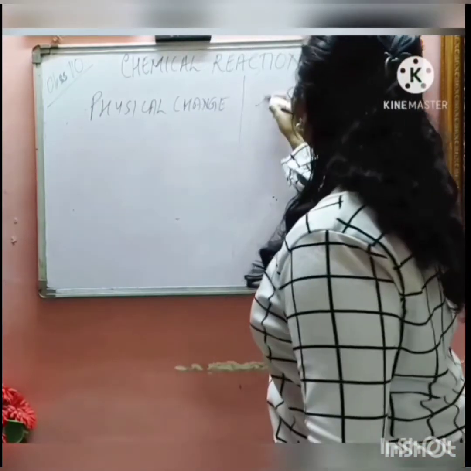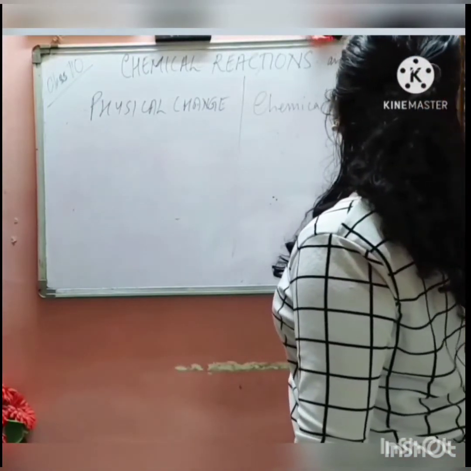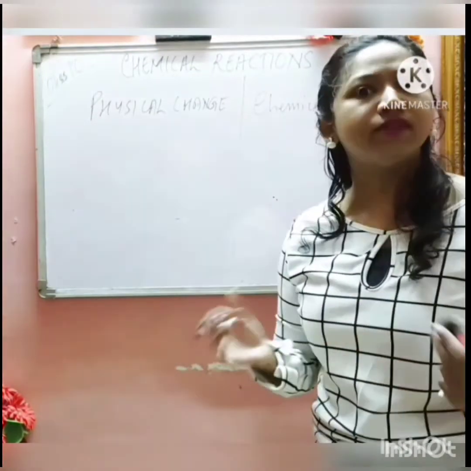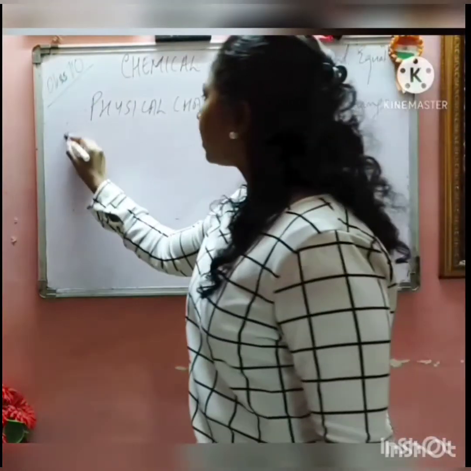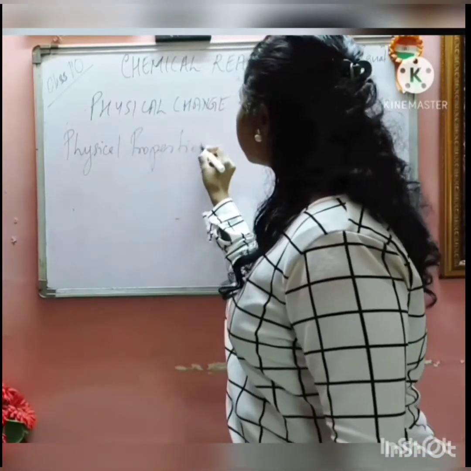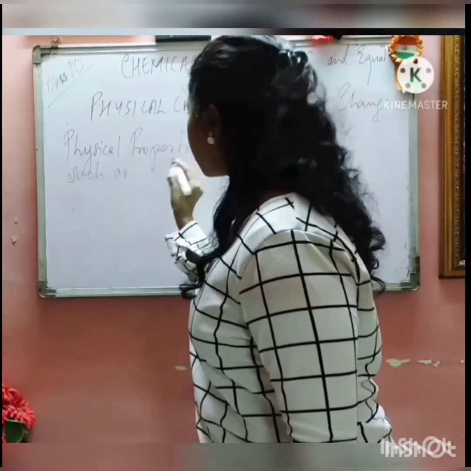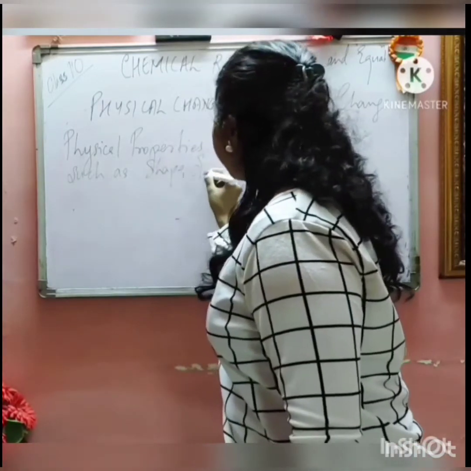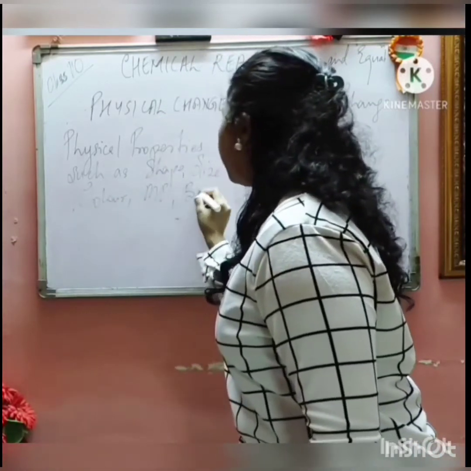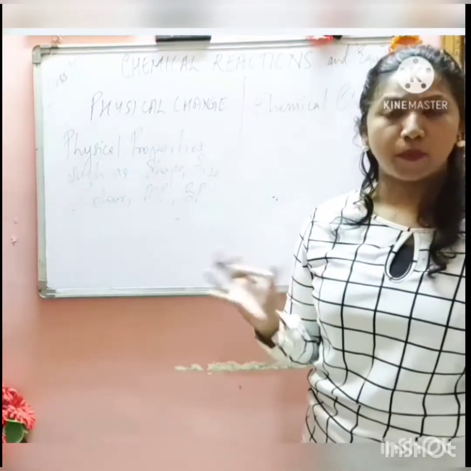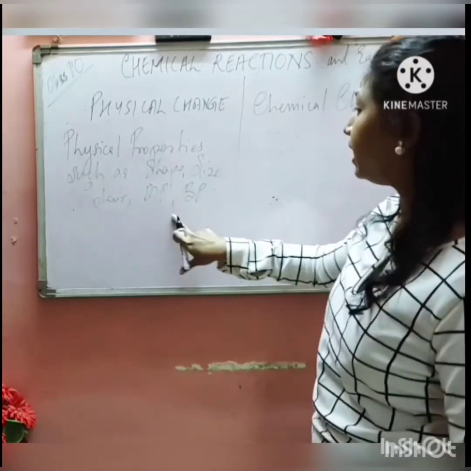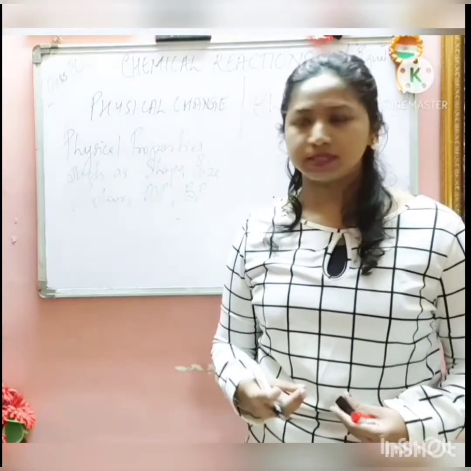Okay, and what do you mean by chemical change? Okay, what do you mean by physical change, guys? So when there is a change in physical property, what are physical properties? The physical properties such as shape, size, color, melting point, boiling point is called as a physical property. Such as shape, size, color, melting point, boiling point of a particular chemical substance.